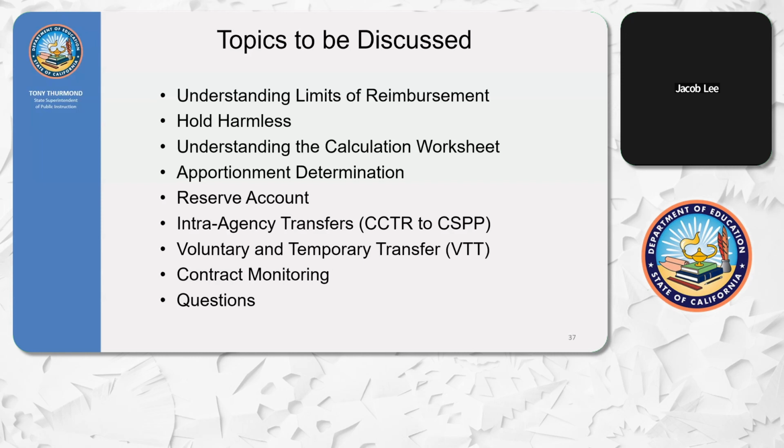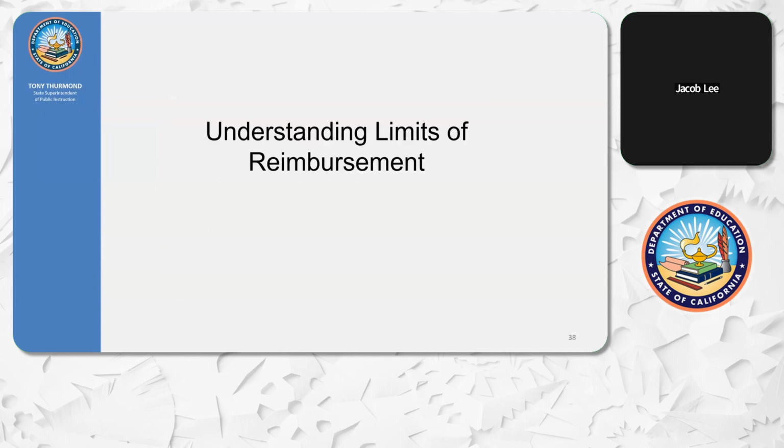The topics we're going to be discussing are understanding the limits of reimbursement, hold harmless, understanding the calculation worksheet, apportionment determination. We'll talk a little bit about the reserve account, then intra-agency transfers, whether that's CCTR to CSPP or vice versa, and then voluntary and temporary transfers, otherwise known as VTTs. Then we'll talk about contract monitoring and then get into some questions at the end. So first is understanding the limits of reimbursement.